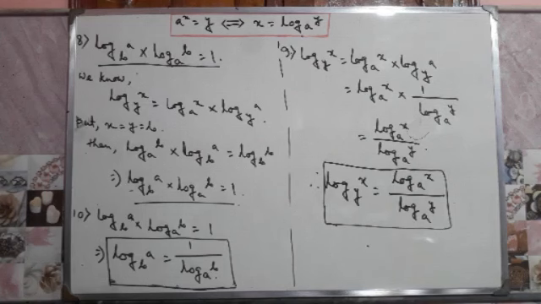Proof of property number 8, that is log a to the base b into log b to the base a is equal to 1. Just now we proved that log x to the base y is equal to log x to the base a into log a to the base y. Replacing this x and y by b, what will we get? This is log b to the base a into log a to the base b, that is equal to log b to the base b. Log b to the base b, we know, is 1. So ultimately log a to the base b into log b to the base a is equal to 1.